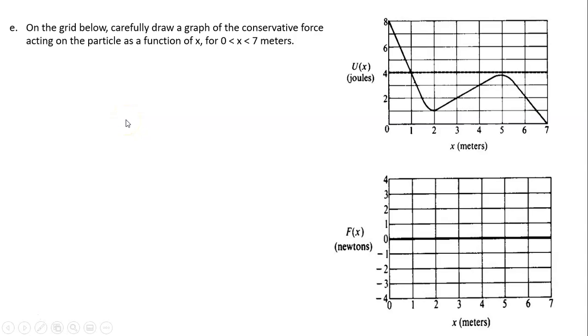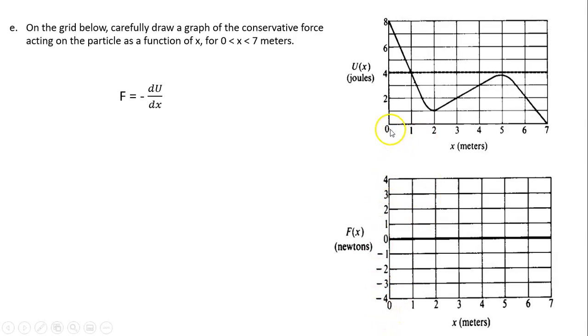On the grid below, carefully draw a graph of the conservative force acting on the particle as a function of x, for x greater than 0 and less than 7 meters. To find force, we use the relationship that conservative force is the negative of the slope. So to find the force, basically we have to find the slope, then we negate it.